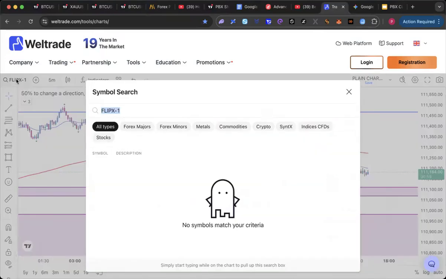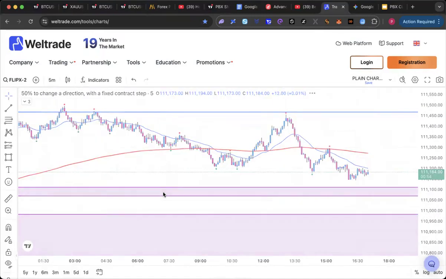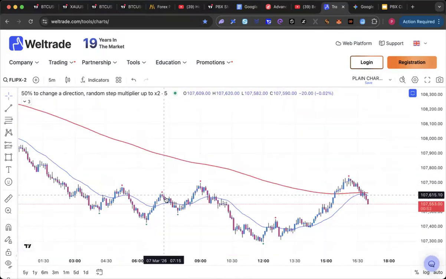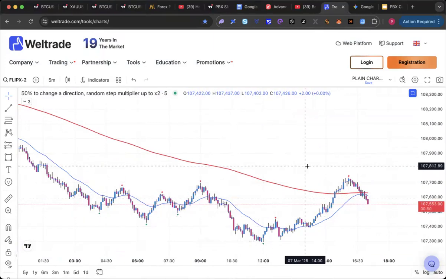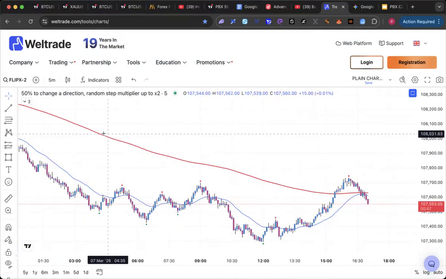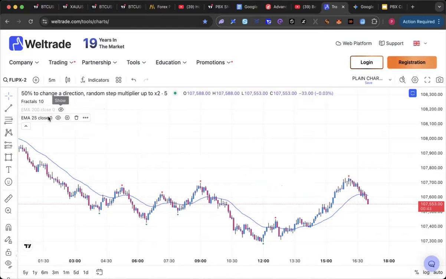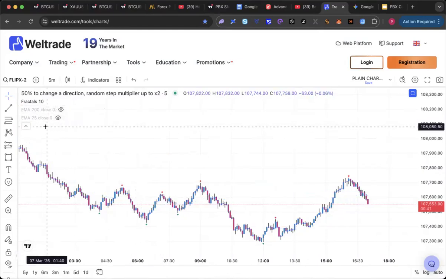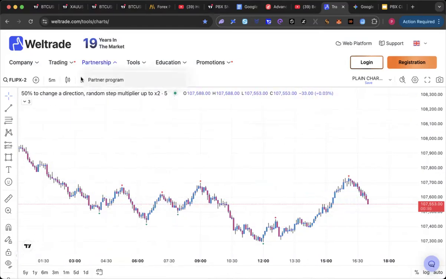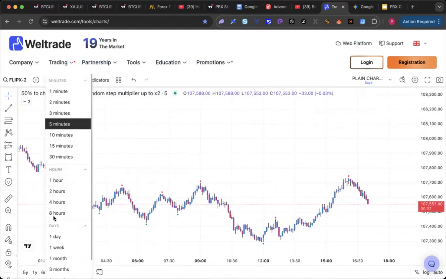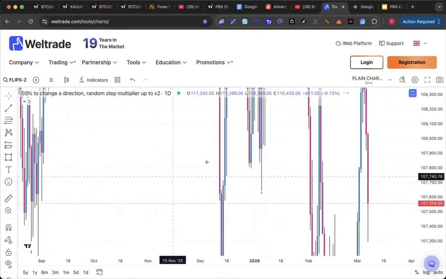So if we go to, oh, it was flip one I was analyzing. It was flip two I actually want to analyze. Nevertheless, we're good. All right, so look at flip two. So you're going to hide this here, all your indicators. Okay, so let's go back to our daily time frame quickly. Here is the daily time frame.